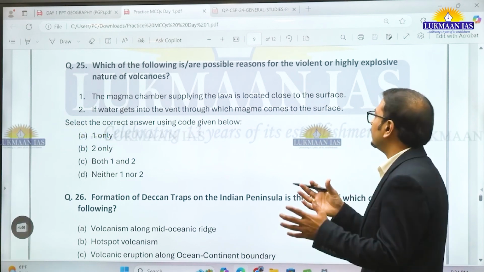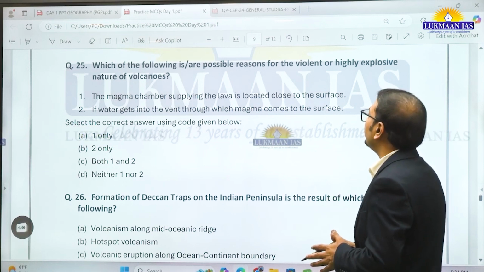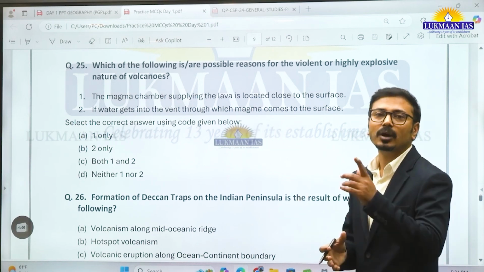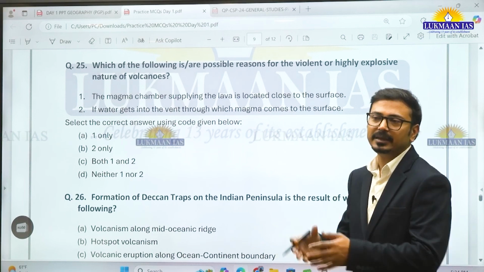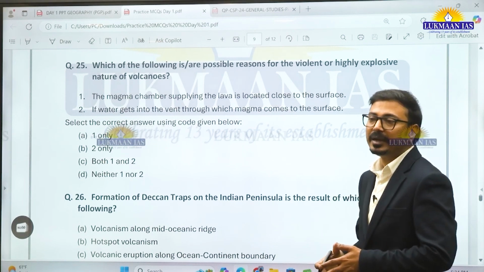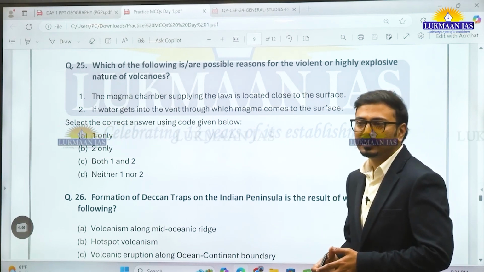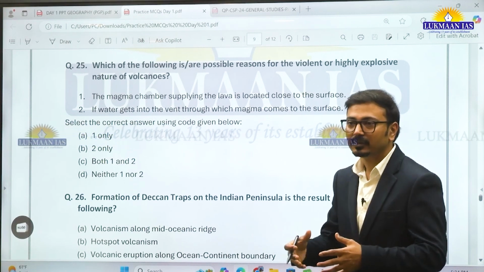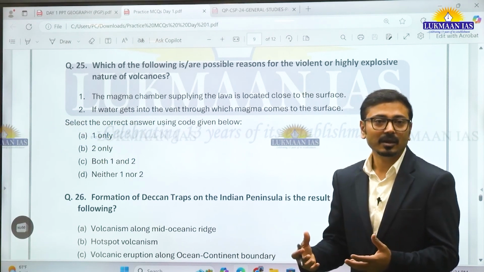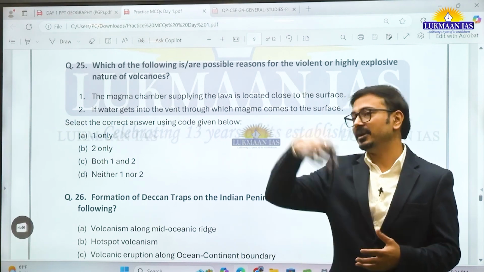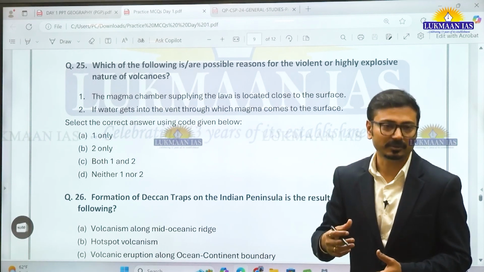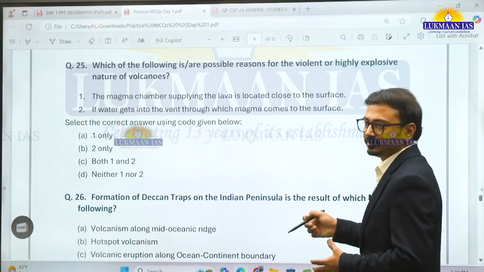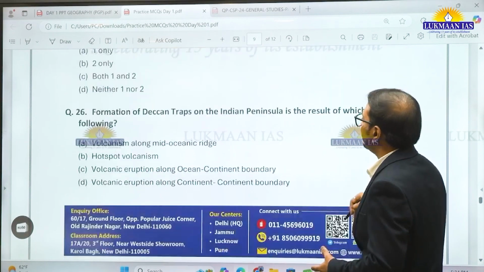ठीक है, so that's why volcano. If water gets into the vent, yes, that is also true. Tonga, जो volcanic eruption होता है, highly explosive. Why? Because water is entering into the vent. So water will be evaporated, गैसियस हो जाएगा, water vapour हो जाएगा, and that will try to escape immediately from that vent. That will result into explosion. दोनों सही है, both are the reasons.